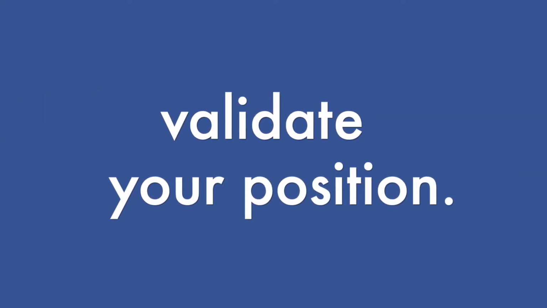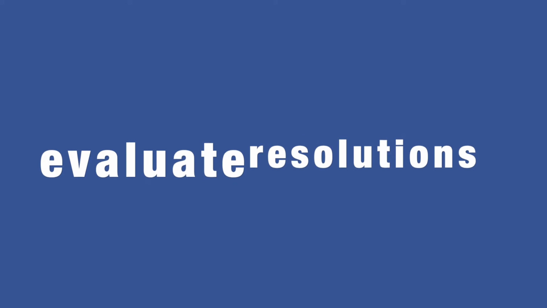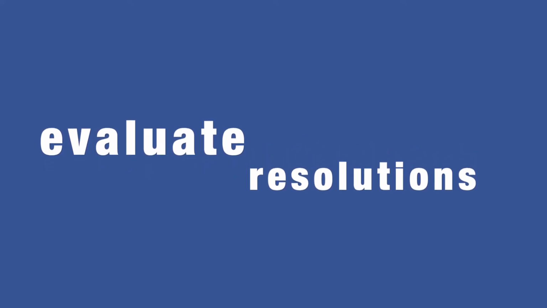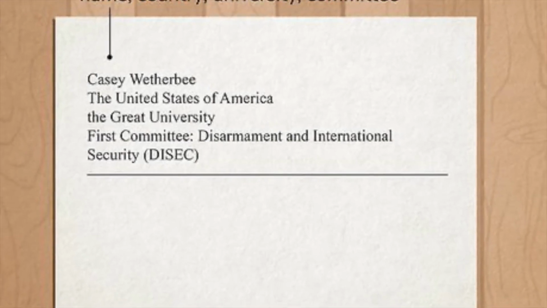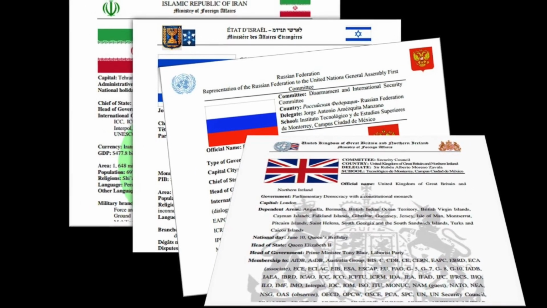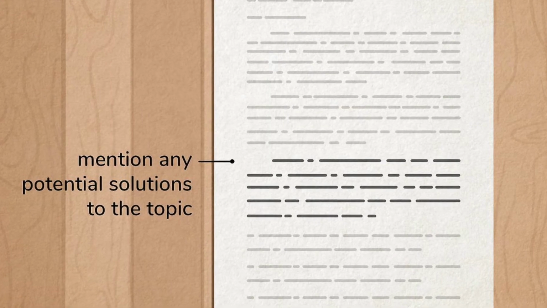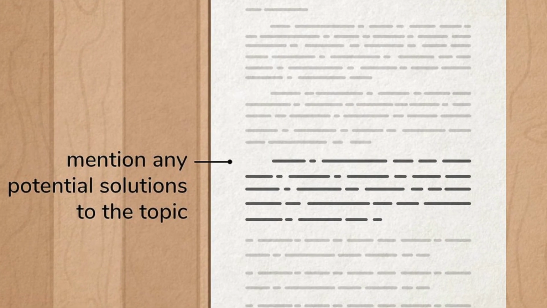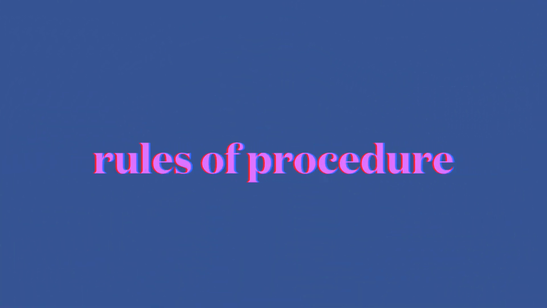Validate your position with references or primary source quotations. Evaluate possible solutions and suggest courses of action. Your position paper should include a brief introduction followed by a comprehensive breakdown of your country's position on the topics that are being discussed by the committee. Finally, you must remember that a good position paper will not only provide facts, but also make proposals for the resolutions.